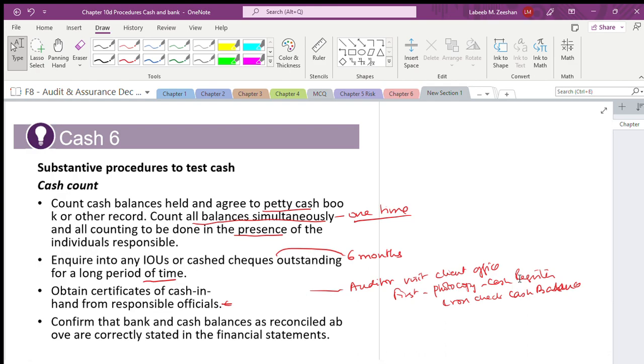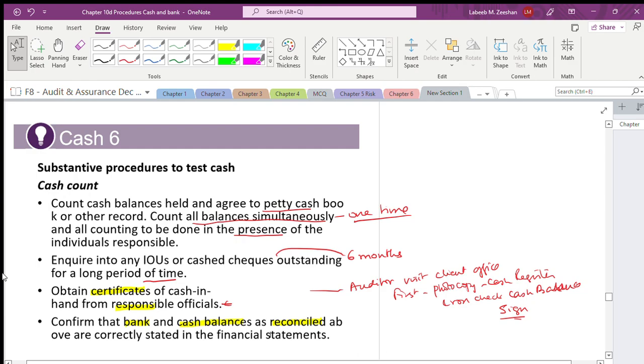He will take it and he will sign. Any misstatements that are there will be taken into consideration. That is the reason we obtain certificates of cash from a responsible person and confirm that the bank and cash balances are reconciled. That is the most important thing that has to be considered.